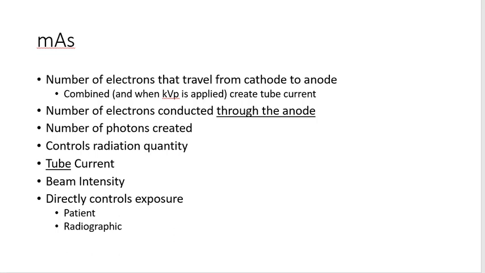So it's the number of electrons conducted through the anode, and that directly controls the number of X-ray photons that we create. And by direct, I mean if you double your mass, you double the number of electrons, that doubles the number of X-ray photons that you create. So it controls directly the radiation quantity because it controls the tube current. And we call that beam intensity, and it directly controls the exposure to the patient and to the image receptor. So radiographic exposure and patient exposure both.